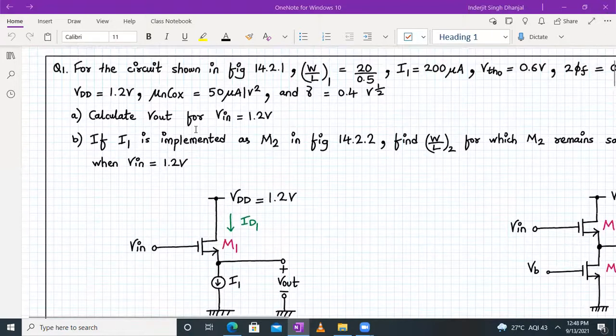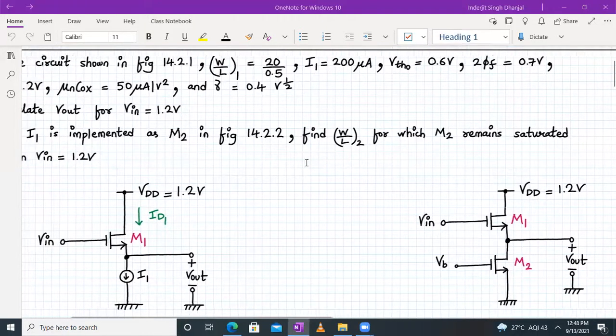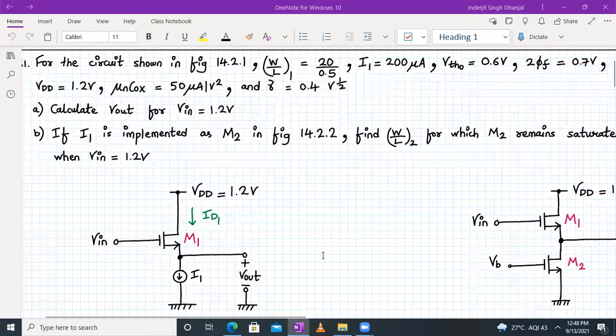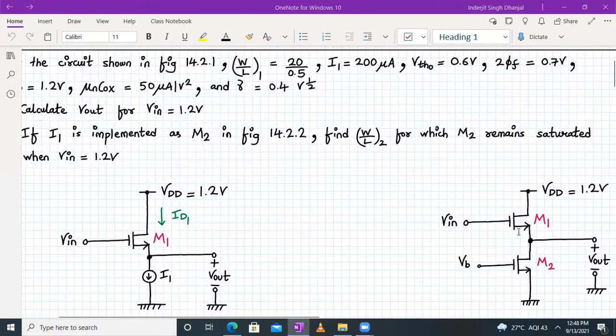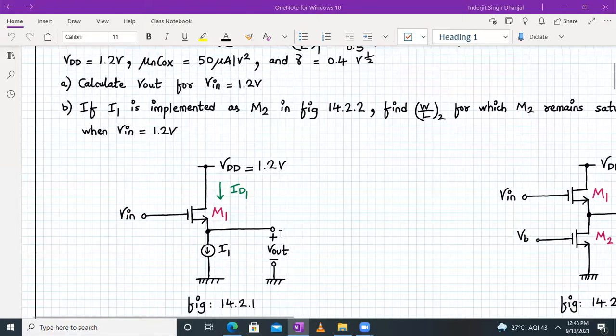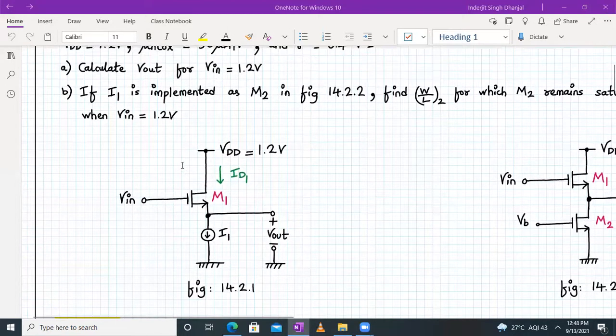And the second part is that if I1 is implemented as transistor M2, that is, an NMOS current source load, we have to find the W by L of the NMOS transistor M2 for it to remain in saturation when Vin is equal to 1.2 volt. That's a separate part, but let us concentrate on the first part, that is, calculating the Vout value for Vin equal to 1.2 volt.